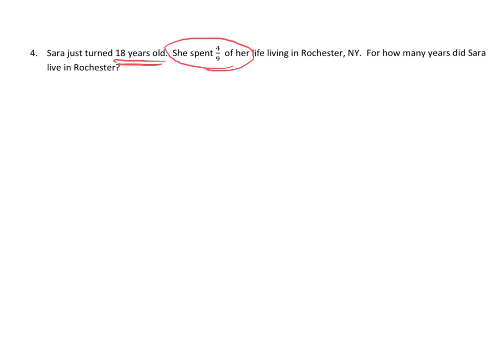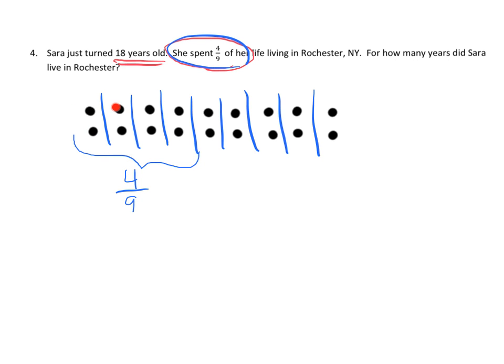4/9 is 1, 2, 3, 4, 5, 6, 7, 8 dots. So that's 8 years. So 4/9 is 8 years. There you go. 4/9 is 8 years. Now, to do it a little bit more mathematical, what would we do?